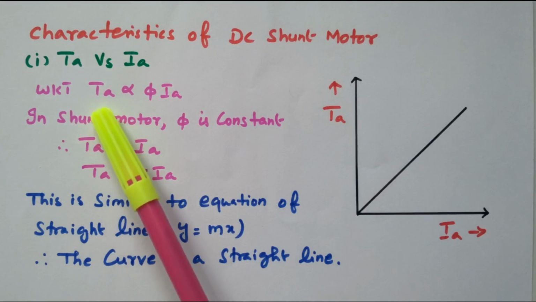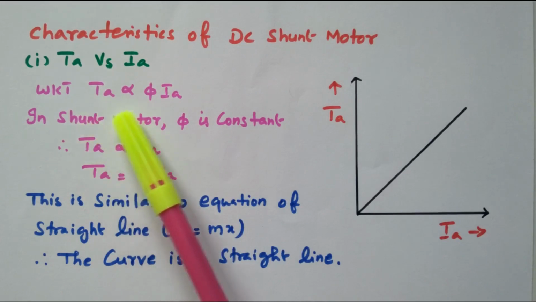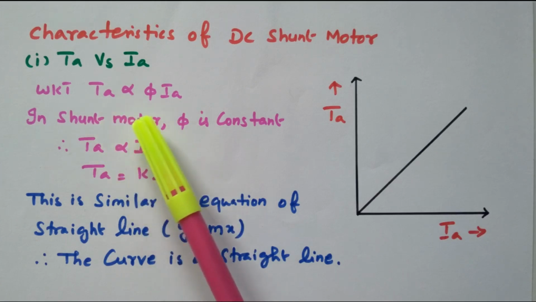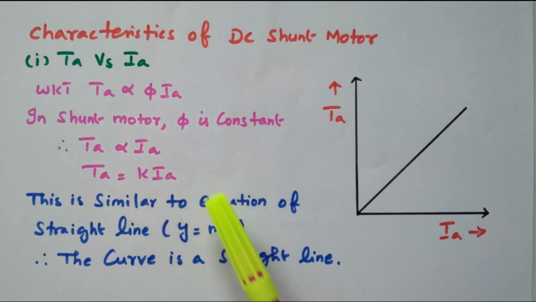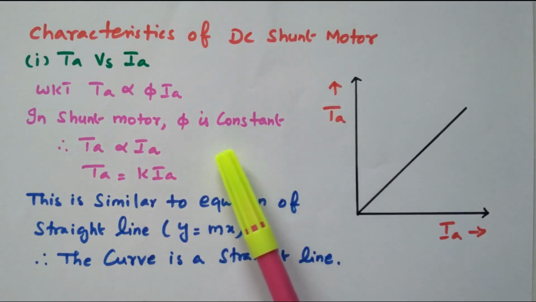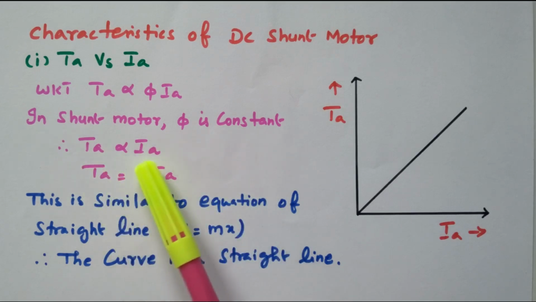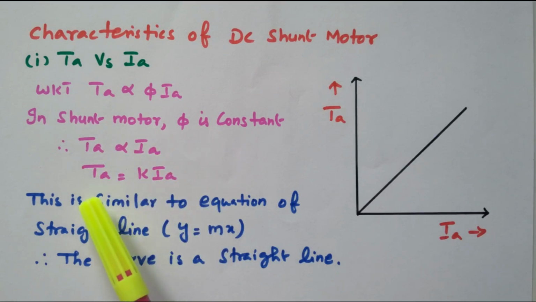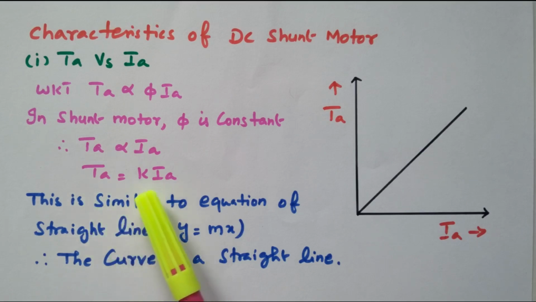So we know that the relation between TA and Ia is TA is directly proportional to flux into Ia. Armature torque depends upon the flux and armature current. But in the case of a shunt motor, the flux is constant. The flux is almost constant. So the armature torque is directly proportional to only the armature current. TA is directly proportional to Ia, so that can be written as TA equal to K into Ia. K is a constant.